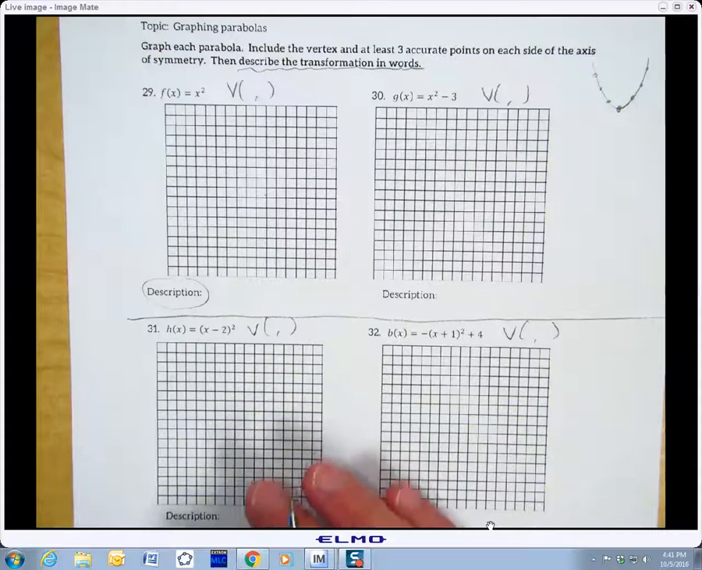All right, I believe that's it. It's a 1 through 30. I think you're going to go fairly quickly through that.